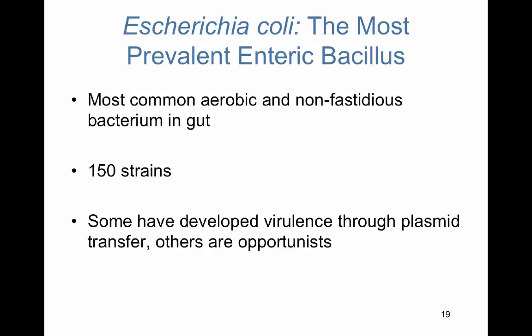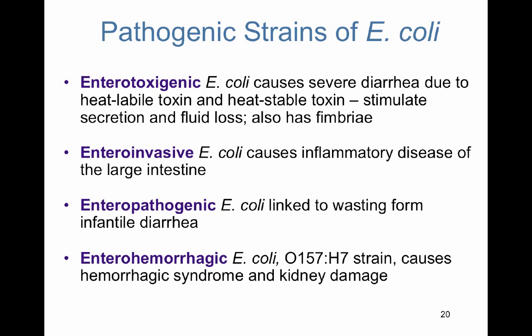All right, so moving on to E. coli. So this is one of the first enteric bacteria that I'm introducing. So within E. coli, there's actually 150 different strains of this particular genus species. Some have developed virulence through plasmid transfer, so through bacterial conjugation, where they're swapping DNA through the pilus. And remember, it's only gram-negative bacteria that have that pilus. Some are also associated with opportunistic infection. So they're both causative agents of true pathogenic infections and also opportunistic infections.